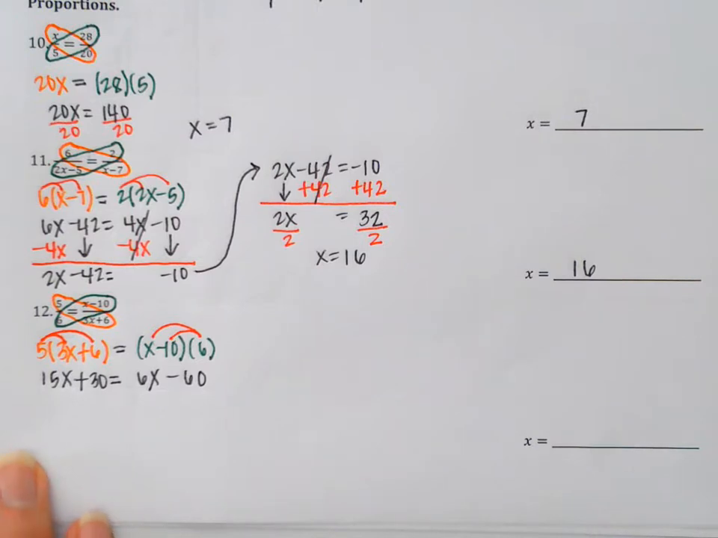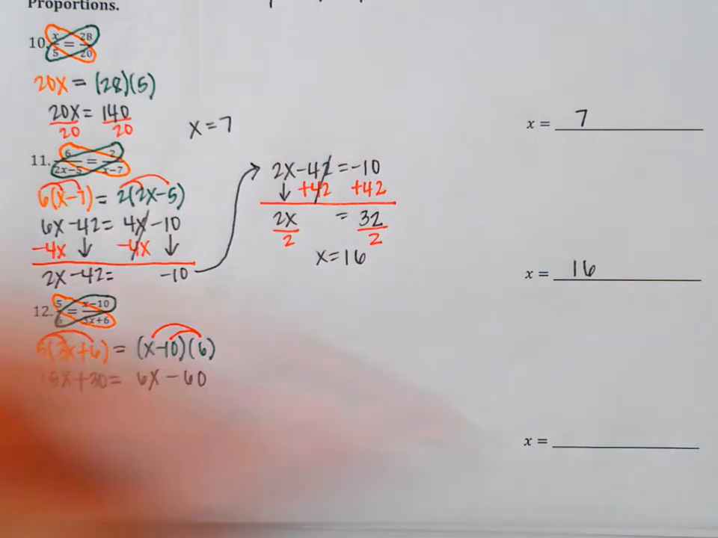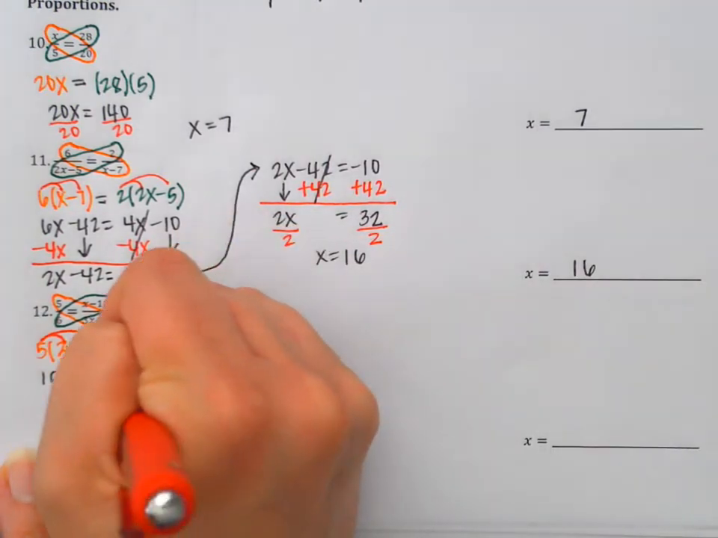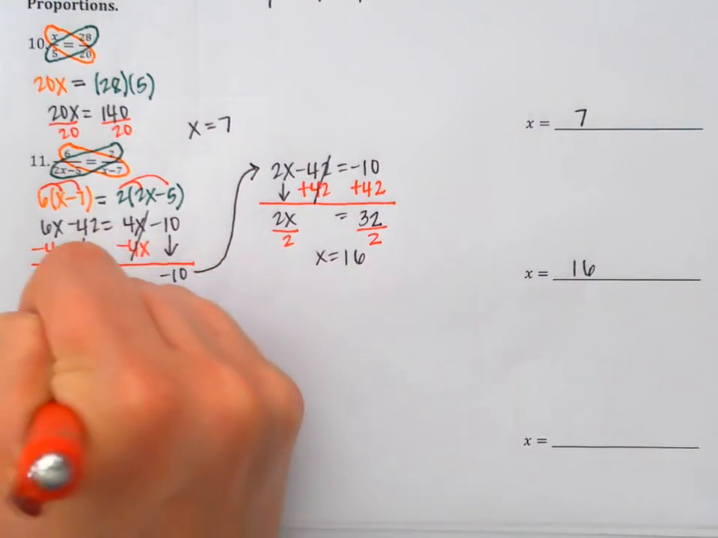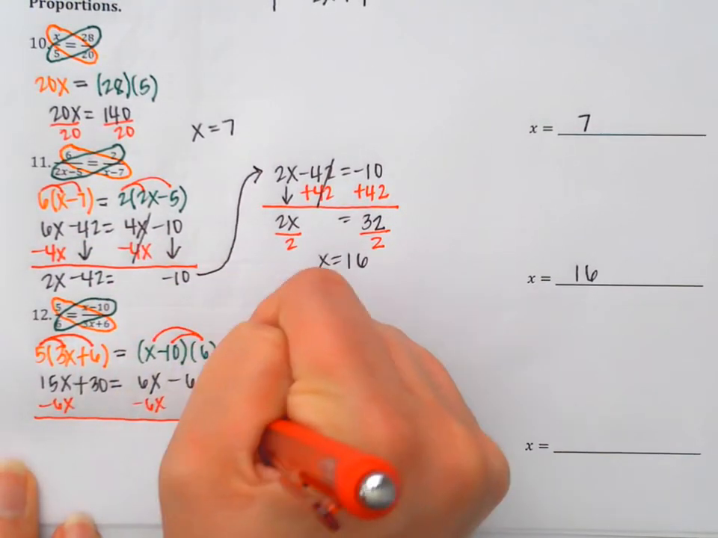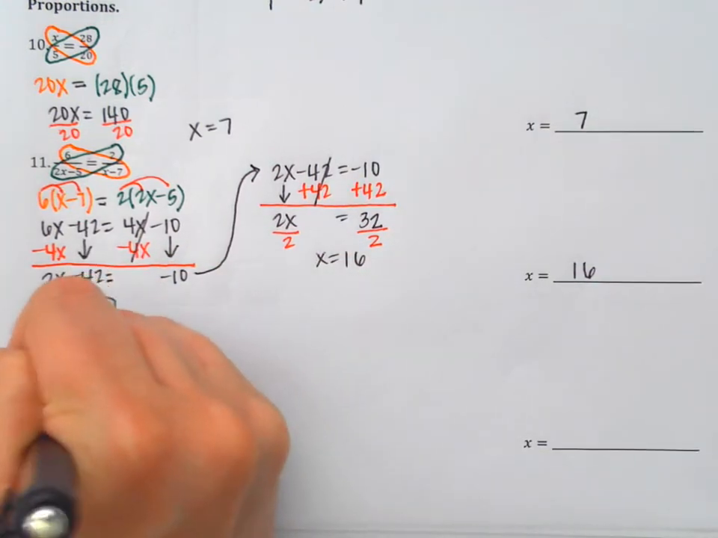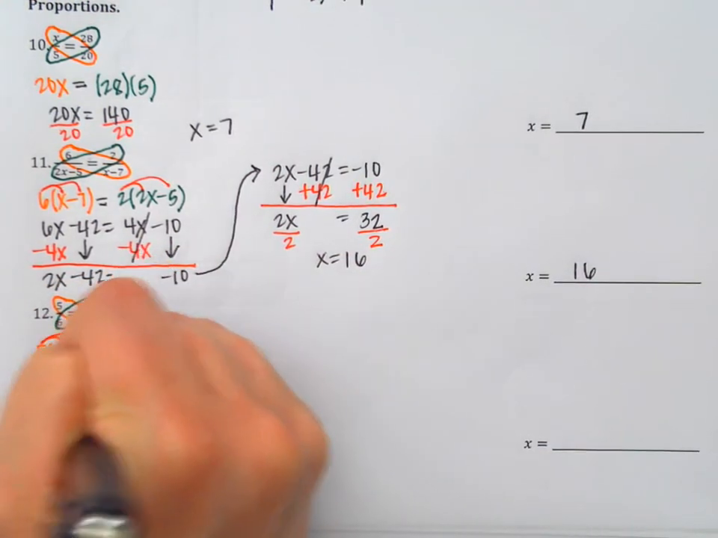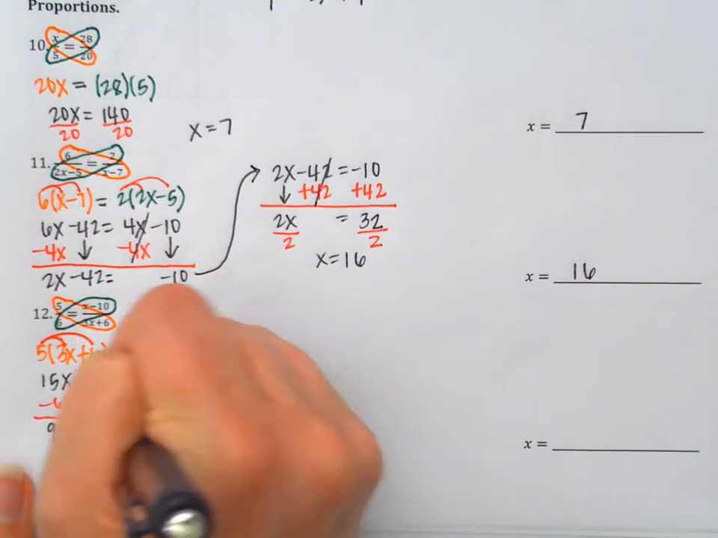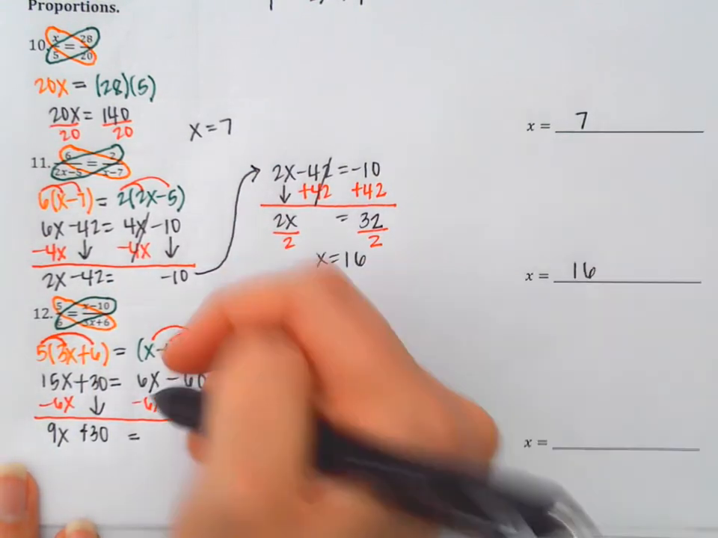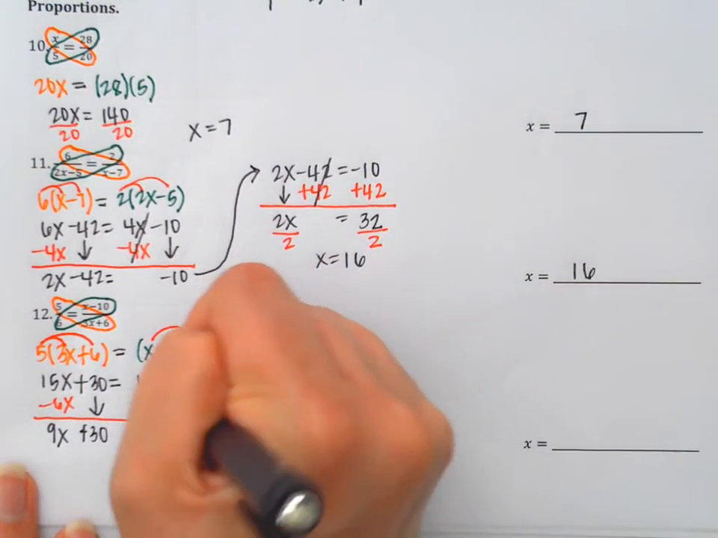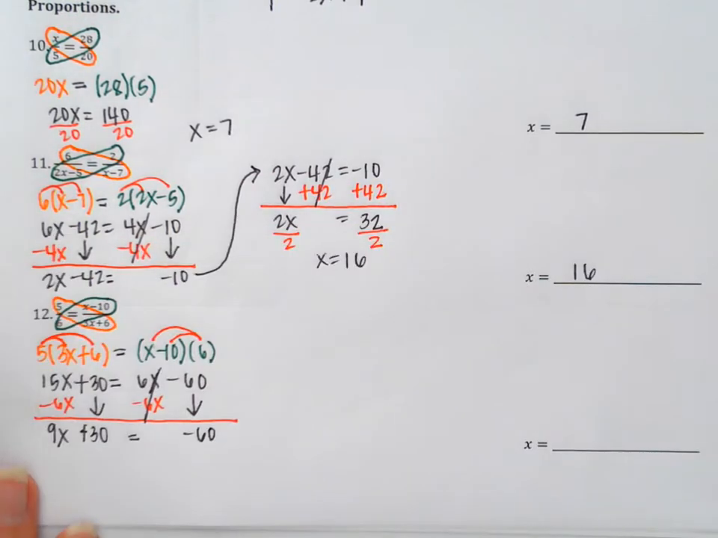Then I move my variables to one side of the equation. I look to see which is bigger, 15 or 6. The 15 is bigger, so I'm going to move my 6x to the other side. 15x minus 6x gets me 9x. Bring down that plus 30 equals 6x minus 6x cancels, and then I bring down that negative 60.